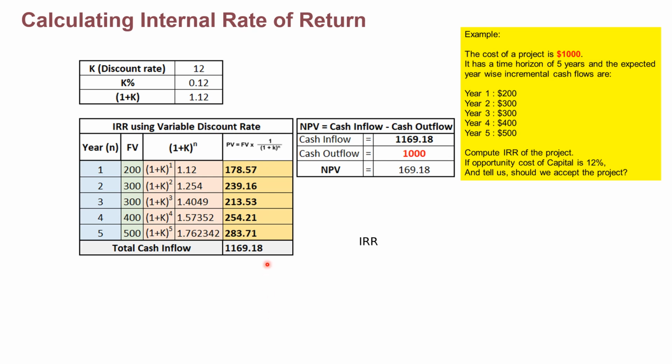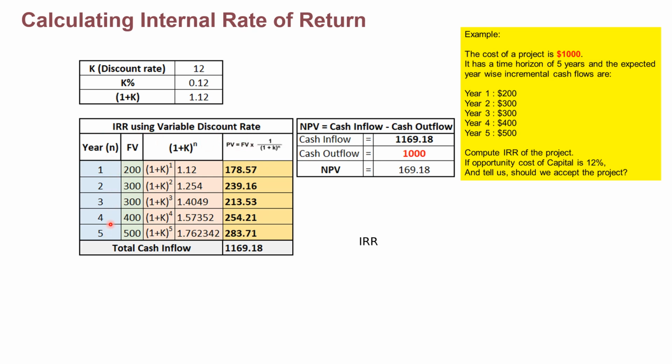This is the calculation done. This is the question, and now it is done in the Excel sheet. If we do it in the Excel sheet, it is easy, and we can also do it in normal calculation. In Excel, K is the discount rate given as 12%. So K percent is 12 divided by 100, and 1 plus K is 1 plus 0.12. We have to use the IRR using a variable discount rate.